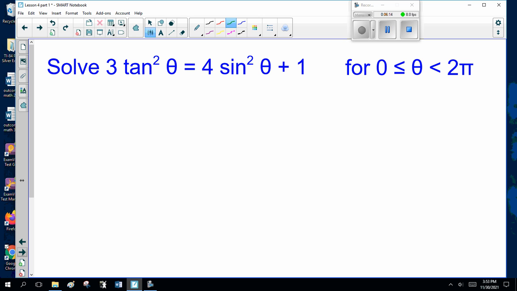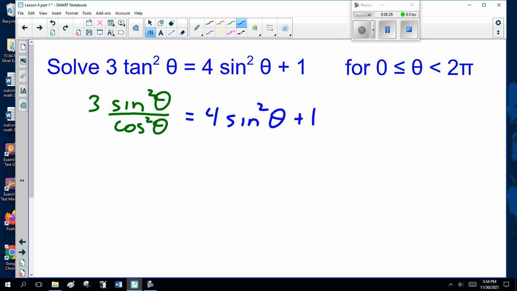So right off the bat, turn everything into sine and cosine. The left side here is 3 sine squared of theta over cos squared of theta equals 4 sine squared of theta plus 1. So what have we got here? Sine squared and cosine squared. I strongly suggest turn everything into either sine squared or cosine squared.